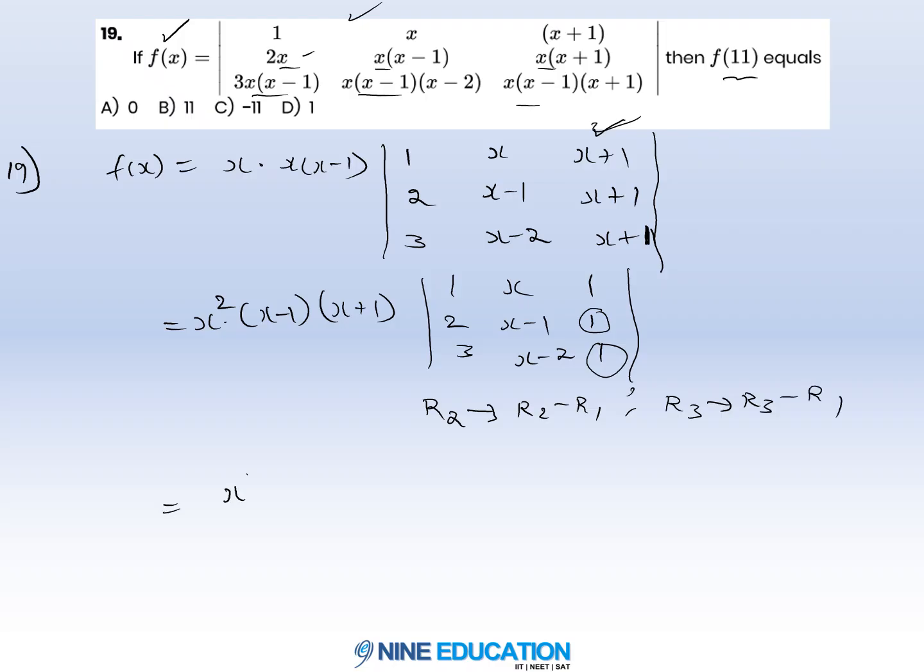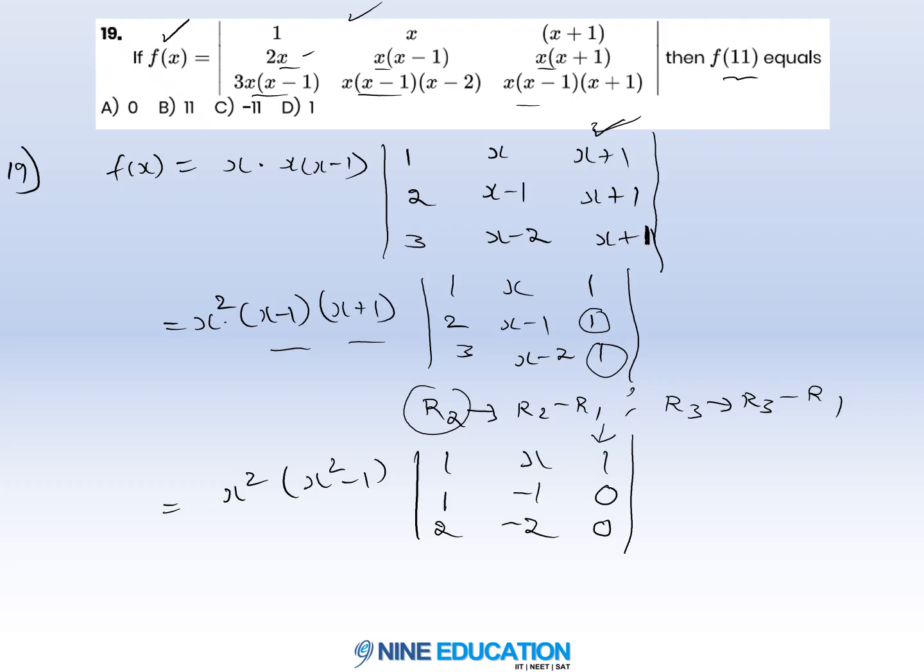Outside it is x square into x square minus 1. Here in row 1, we are not applying any operation, so the elements are as they are. On row 2 we are applying R2 minus R1: 2 minus 1 is 1, x minus 1 minus x is minus 1, 1 minus 1 is 0. R3 minus R1: 3 minus 1 is 2, x minus 2 minus x is minus 2, 1 minus 1 is 0. Now expand this determinant across column 3, with x square into x square minus 1 outside.